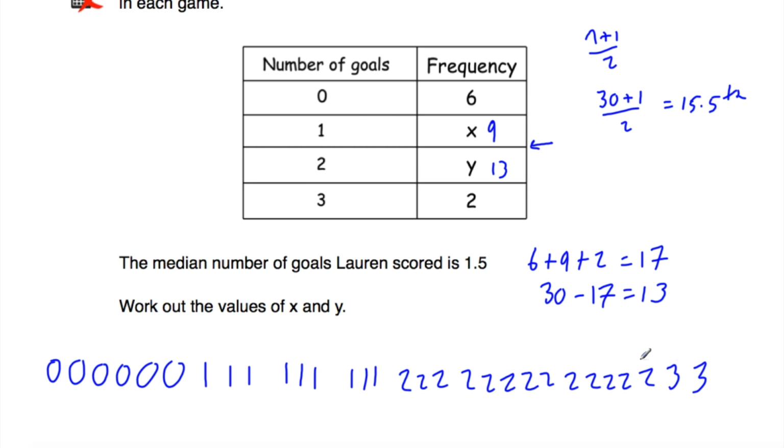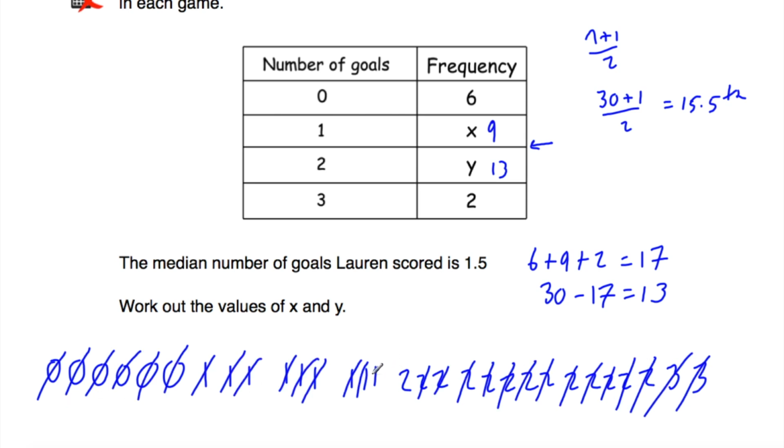So let's just check that. Have we got 30 games altogether? 1, 2, 3, 4, 5, 6, 7, 8, 9, 10, 11, 12, 13, 14, 15, 16, 17, 18, 19, 20, 21, 22, 23, 24, 25, 26, 27, 28, 29, 30. And let's find the median. Let's just double check it is 1.5. Cross off the smallest, cross off the biggest, cross off the smallest, cross off the biggest, and let's just carry on with that. And as you can see here, we're left with 1 and 2 in the middle, so the median would be in the middle of those, which would be 1.5. So that's it. So we've worked out the value of x would be 9 and the value of y would be 13.